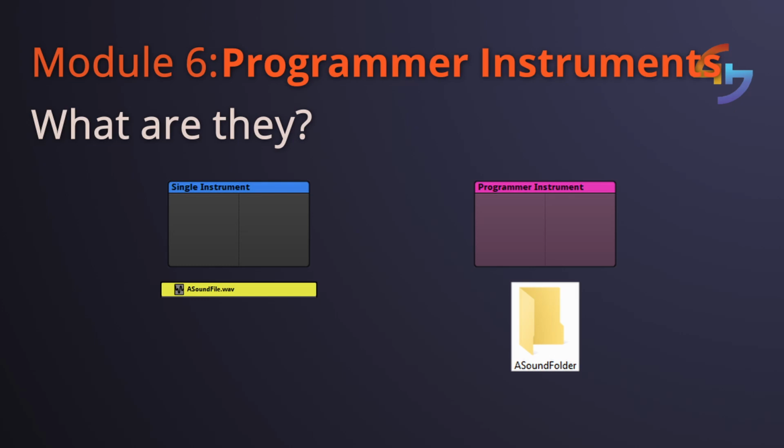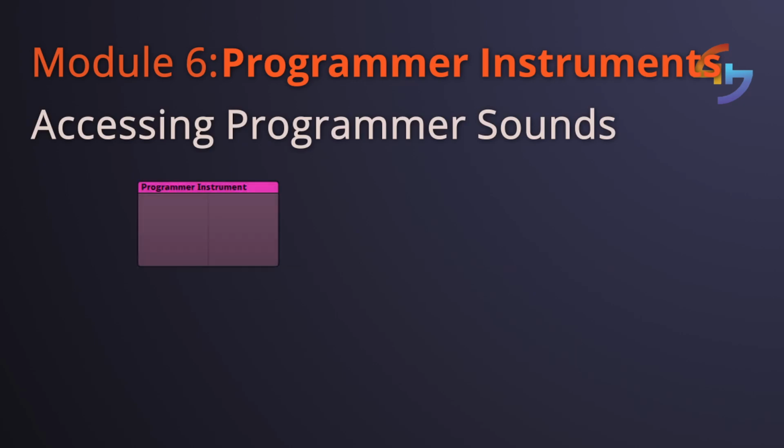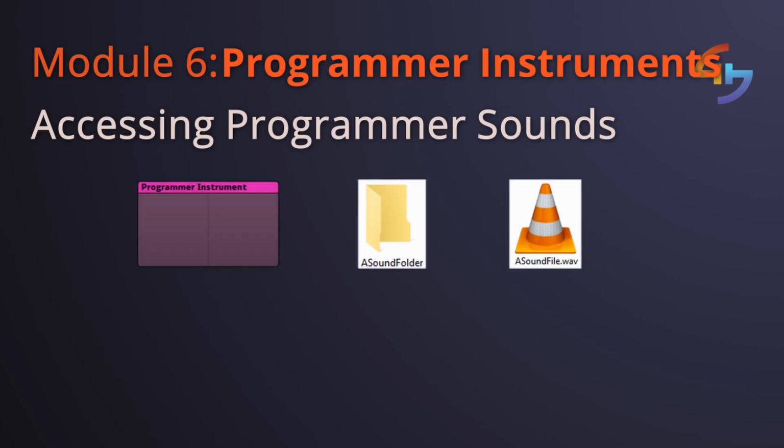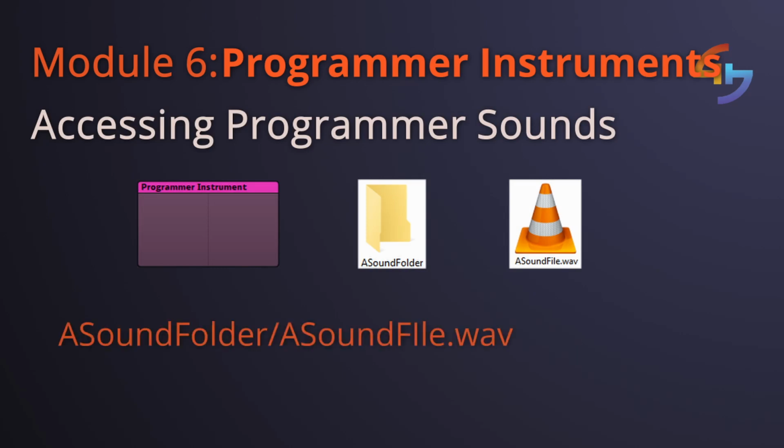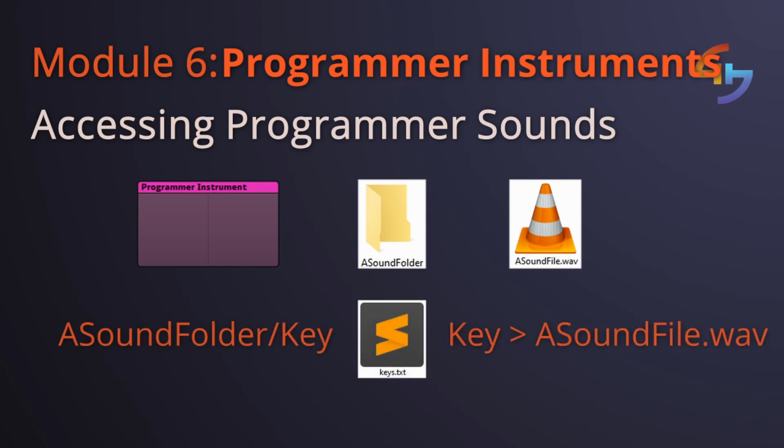Why is this useful? The primary reason this can be useful is from an organizational standpoint. You may note that I said a programmer instrument will play a specified file. When telling a programmer instrument to play a sound, you will pass it either the name of the sound file or the name of a key value that references the sound file you'd like to play. What this means is that a single programmer instrument can play one of many different sounds from an external directory.